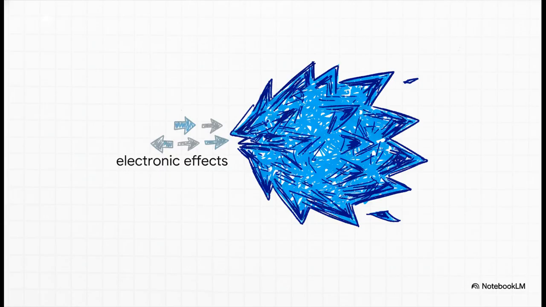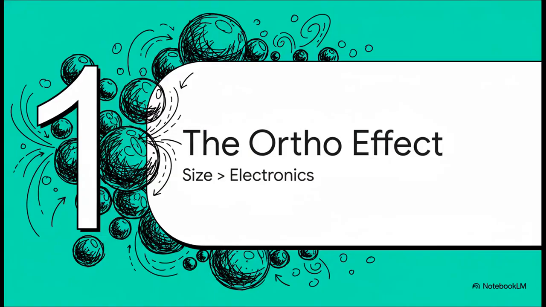This isn't a mistake in our textbook. It's a huge clue that there's another, more powerful effect that's completely taking over. And that phenomenon, my friends, has a name: the ortho effect. And it's this fascinating case where the physical size and the crowding of atoms, what we chemists call sterics, just completely overpowers all those electronic effects we usually rely on.